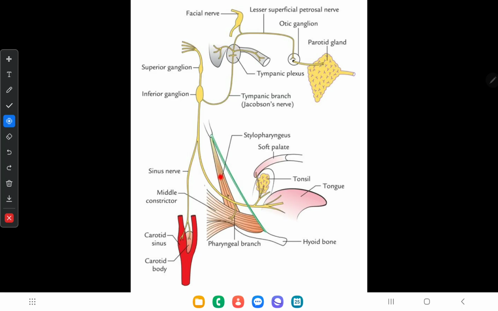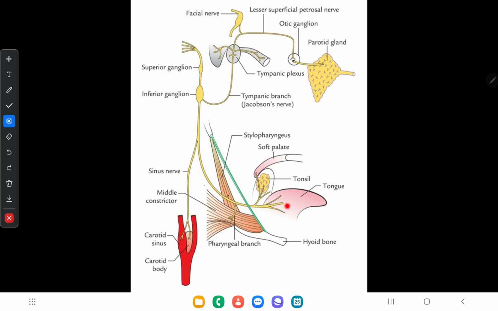This is the stylopharyngeus muscle. This is the styloid process. And this is the stylohyoid ligament. Green color one is the stylohyoid ligament. This is the hyoid bone, middle constrictor muscle of the posterior pharyngeal wall. Then this glossopharyngeal nerve turns anteriorly and winds around the lateral aspect of the stylopharyngeus muscle to reach the anterior aspect.